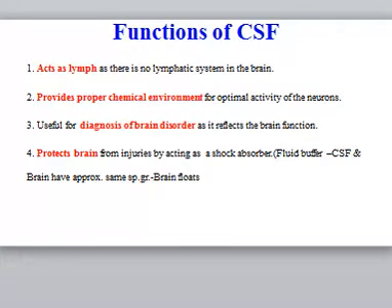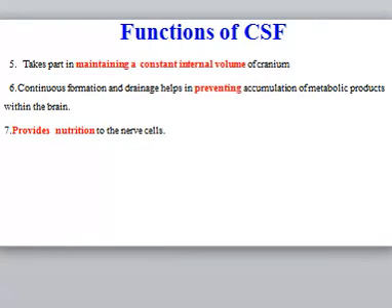And next, it has protective functions, and takes part in maintaining the constant internal volume of the cranium. It contains the formation of drainage, helps to prevent accumulation of metabolic products within the brain, and provides nutrition to the nerve cells. The cerebrospinal fluid acts as a fluid buffer and protects the brain from shock.